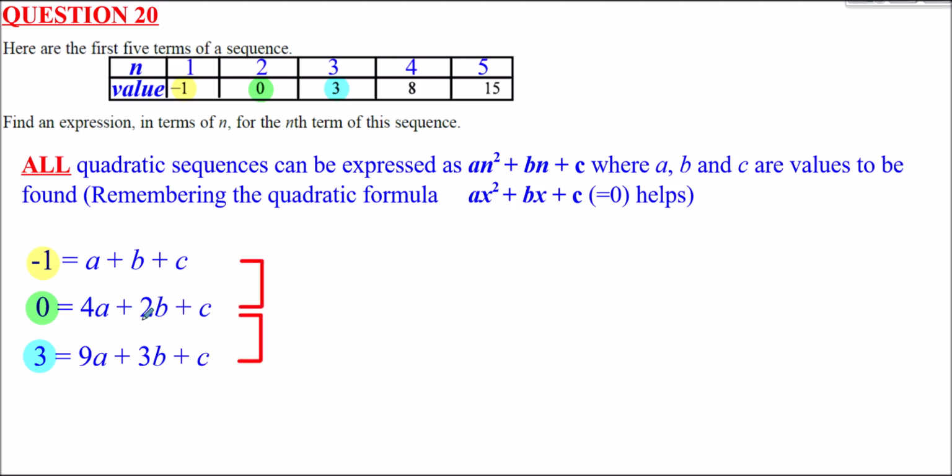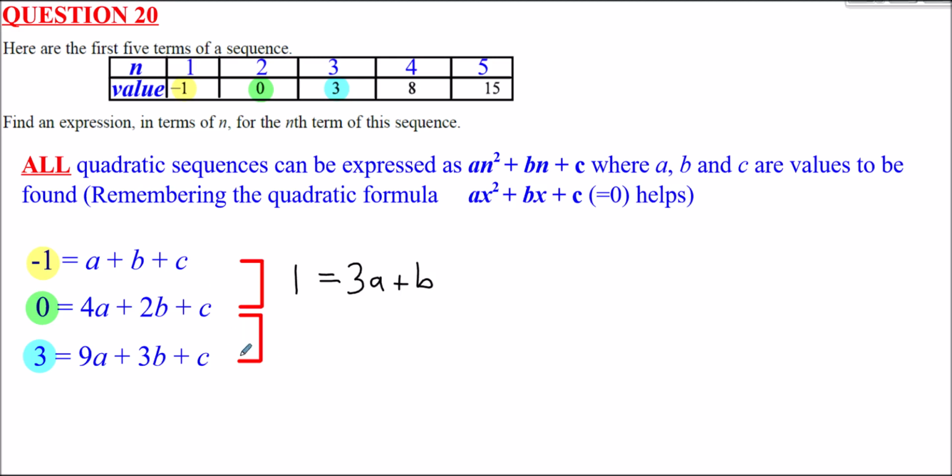So if we look at the top equation and the middle, if we do the middle equation take away the top one, we can eliminate the c. So 0 minus minus 1 is 1. 4a take away a is 3a. 2b take away this b leaves us with 1b. c take away c cancels.